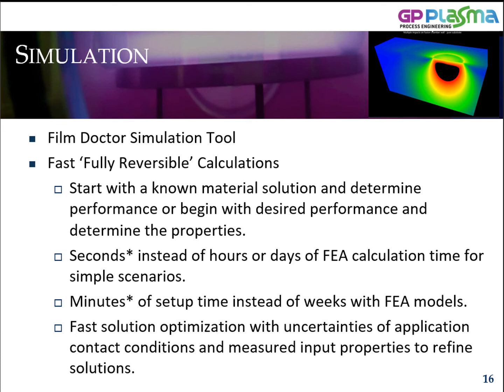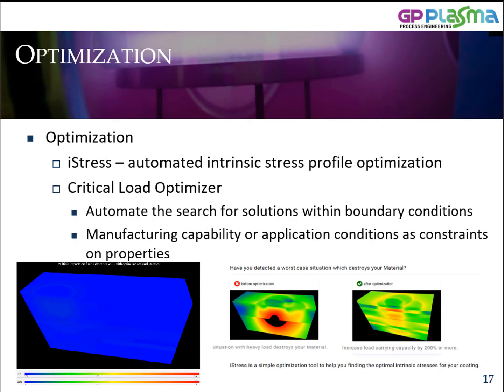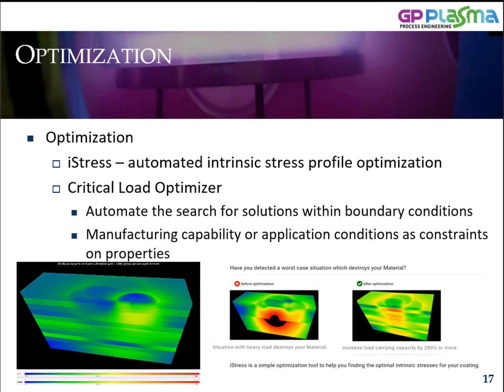Or you can start with the desired performance for the application and work back to find out what material properties would give you that performance. So the calculations take seconds instead of hours or days for finite element calculation time, and just minutes of setup time, and you can go back and change them in another minute or so. It's extremely quick to go and change that. Now, it's more of a manual search tool to try to find and optimize.